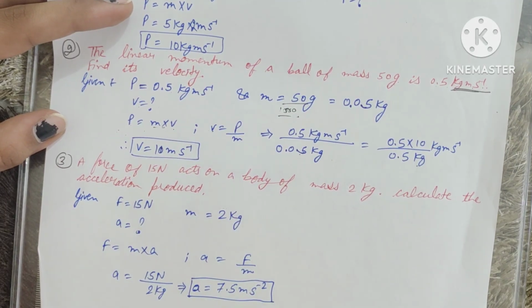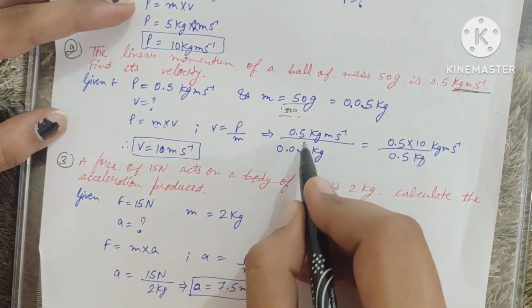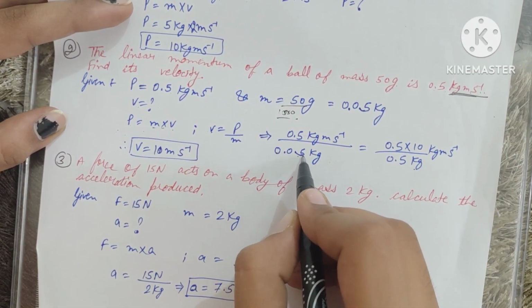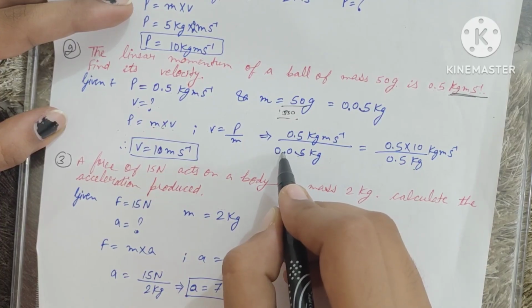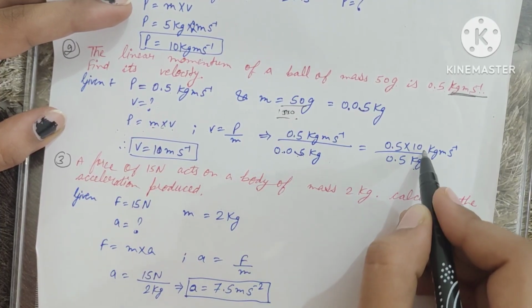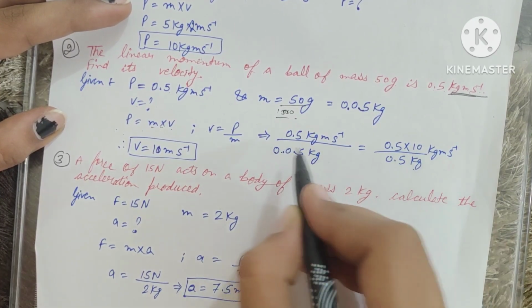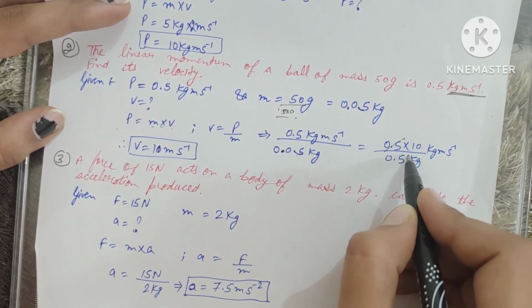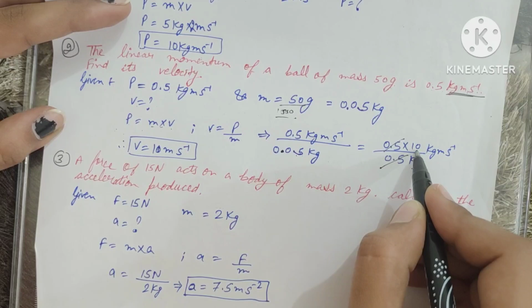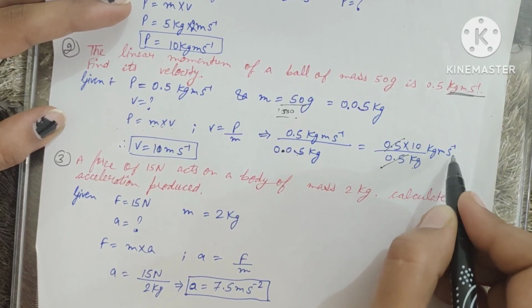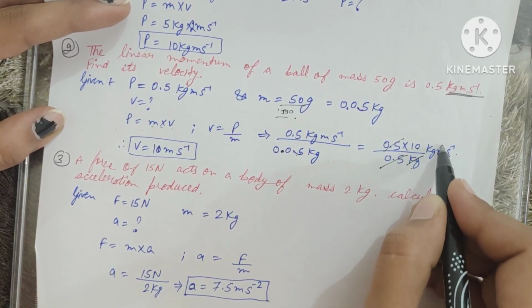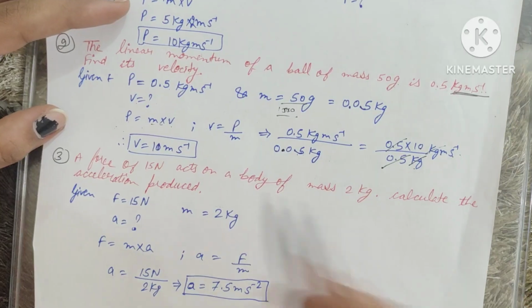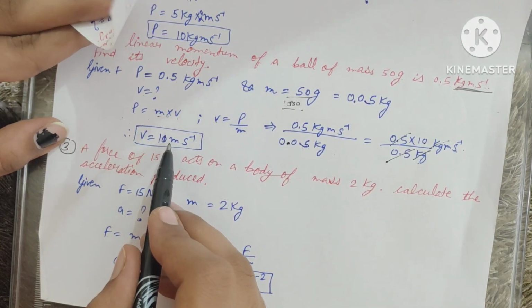How to simplify? It is 0.5, below it is 0.05. I shifted the point by one place. It is 10 at the upper side now because I shifted the point from the denominator. So now these two things are same. We can cancel each and it is 10 meter per second. Kilogram is cancelled out with the kilogram. This is your final value.